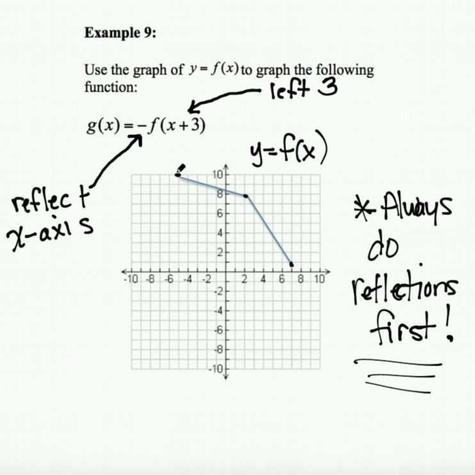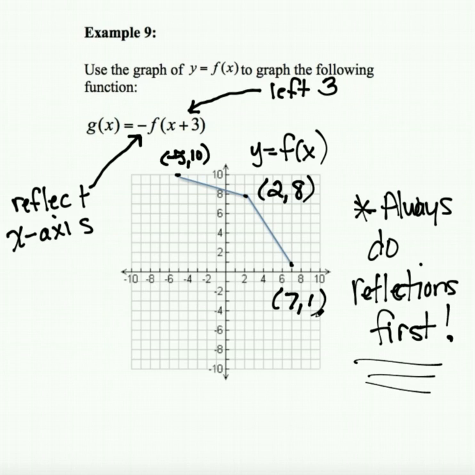Now notice I've made 3 key points. I have this point negative 5, 10. I have this point 2, 8. And I have this point 7, 1. I'm going to use those 3 points to help me with these transformations. So I'm going to reflect those points across the x-axis.